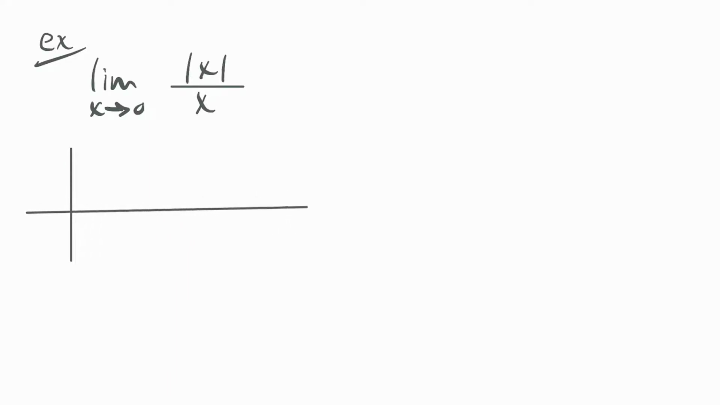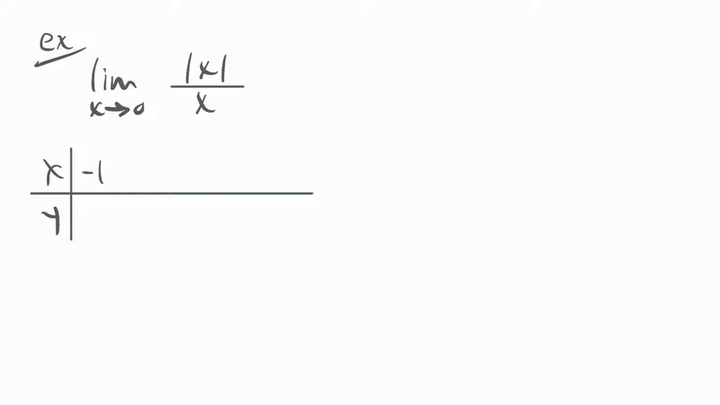And then we'll look at the graph as well. Okay, so that there, and get rid of that. Okay, so x, y. So x is going to 0. So if we want to start from the left, we're going to have to start with negative values. So -1, if we plug it in, what do we get? Well, the absolute value of -1 over -1, well, that's 1 over -1, which is -1, right? So -1. Awesome. How about -0.5?